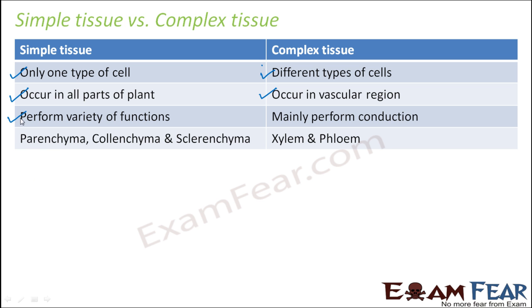Simple tissue performs a variety of functions. They can provide support like sclerenchyma, they can provide flexibility like collenchyma, they can help in food storage like parenchyma. Complex tissue performs only one function, that is conduction. Otherwise, phloem parenchyma, phloem fibers and xylem fibers provide some support as well, but basically they are again the sclerenchyma tissue, so the main function which they perform is conduction. Simple tissue examples would be parenchyma, collenchyma, sclerenchyma, and complex tissue examples would be xylem and phloem.